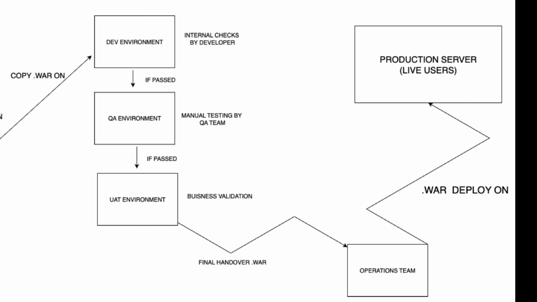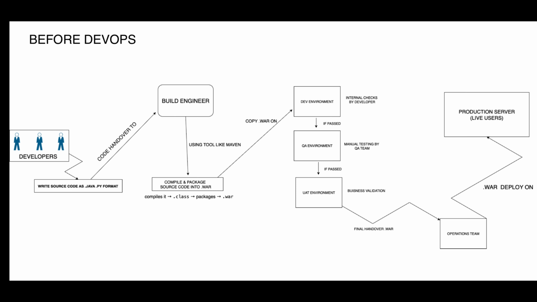Once approval is received from the UAT environment, the application is handed over to the operations team. The operations team has the responsibility to deploy this application on the production server. The production server is a server where real users use the application. This is the old, traditional software development life cycle approach, which describes how our software development life cycle worked before DevOps came into the picture.